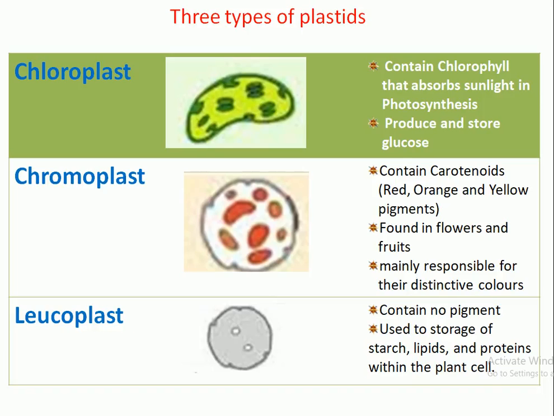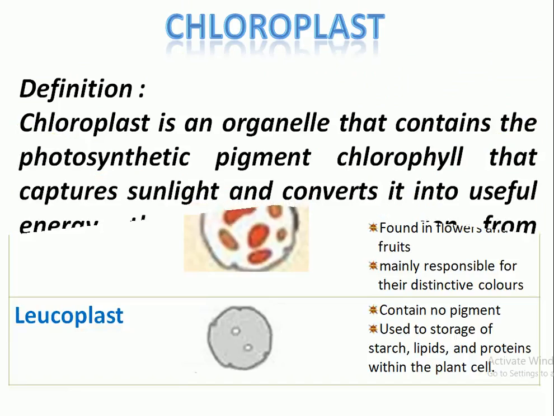Chromoplast. Chromoplasts are colored plastids which contain carotenoids, typically having red, orange, yellow pigments. They are present in flowers and fruits. Leucoplast. Leucoplasts are colorless organelles used for storage of starch, lipids and proteins.